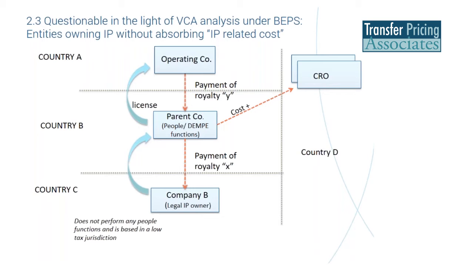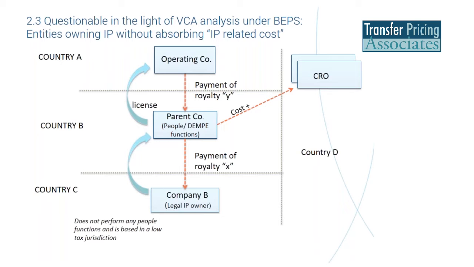Now, if we do a value chain analysis, we can easily find that the key value drivers in the value chain are performed by the parent company through DEMPI functions, more like an investment center. And it's also managing all these functions and risks around the IP. And operating companies are also creating value by developing relationships with customers, because if they do not perform well, if they do not negotiate well, if they do not market their machines well to the customers, they cannot generate business. So when we apply the value chain analysis principle, the residual profit in the value chain should be allocated to the parent company and the operating company.